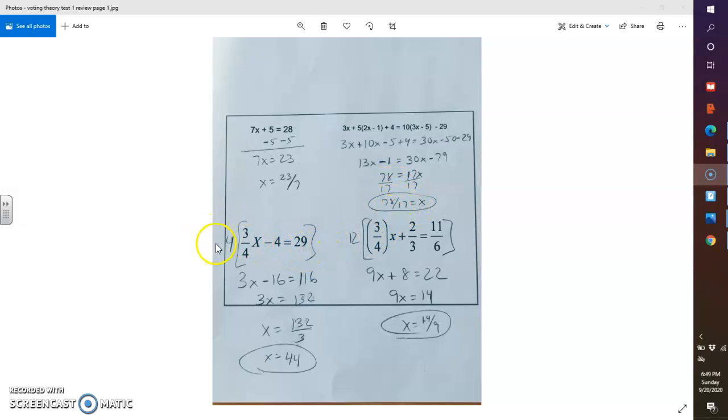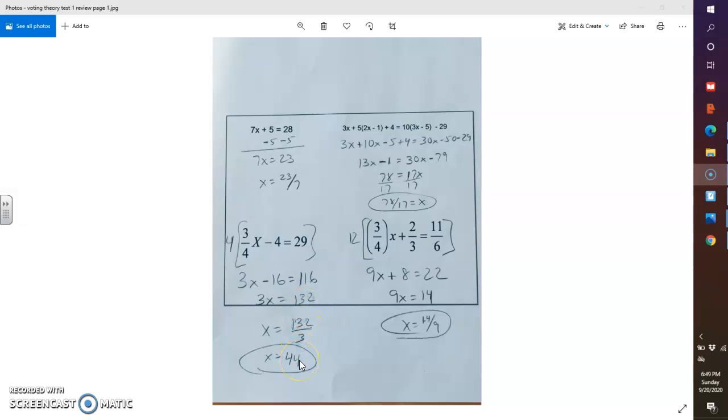Our next one, we're going to get rid of the fraction. I'm going to multiply by my denominator, which is 4. So we're ending up with 3x, and then I need to multiply both terms by 4. Negative 16, and 29 times 4 is 116. When I add 16 to both sides, I get 132. And when I divide 3 on both sides, 132 divided by 3 is 44.